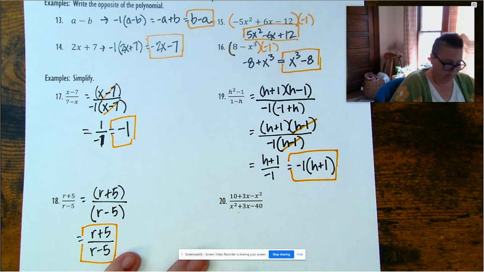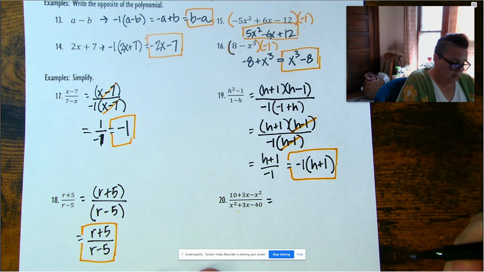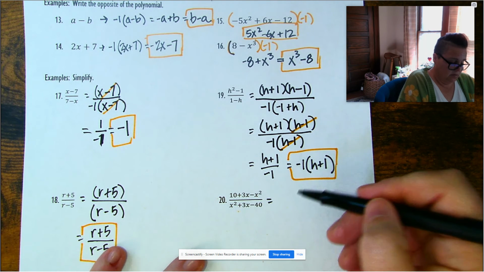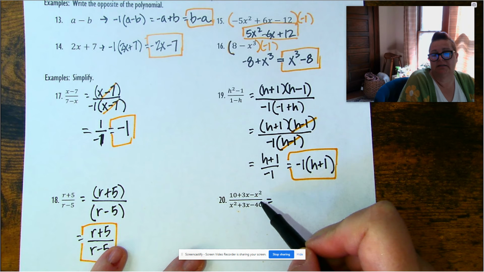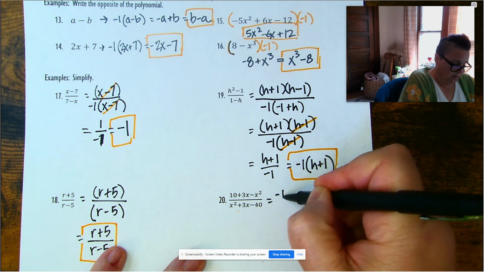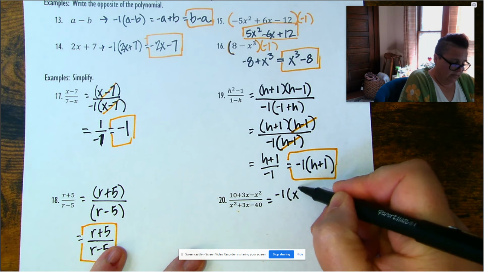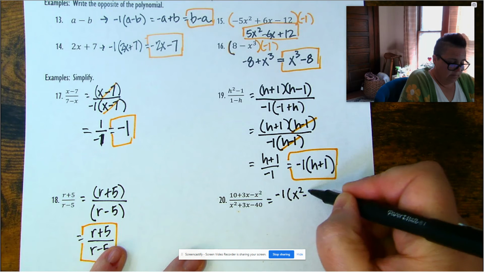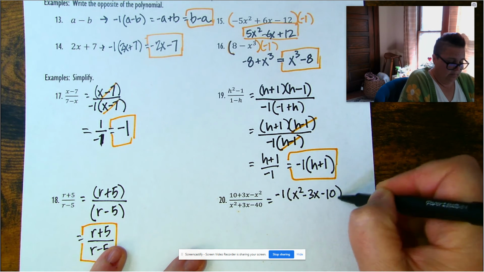Good? All right. Let's try problem number 20. In the numerator, I have 10 plus 3x minus x squared. I don't like that minus x squared, so I'm going to pull out a negative 1. And then that x squared will be positive, that 3x will be a minus 3x, and that 10 will be a minus 10.